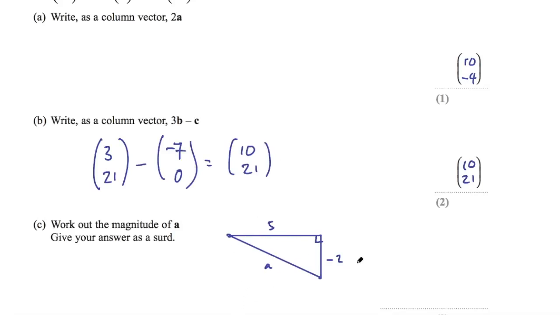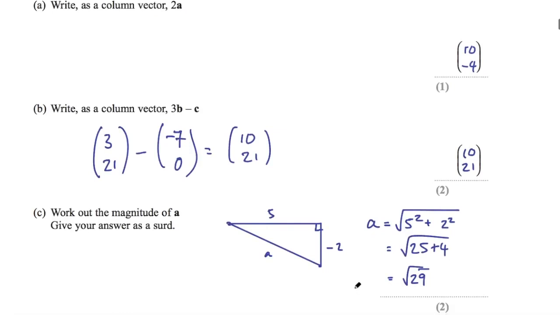We use Pythagoras' theorem. So we can say A will be the square root of 5 squared plus 2 squared. We can ignore that negative because we're squaring it, so we don't really need to write the negative. So this is going to be the square root of 25 plus 4, which is the square root of 29. And that is the magnitude of A, or the length of A.